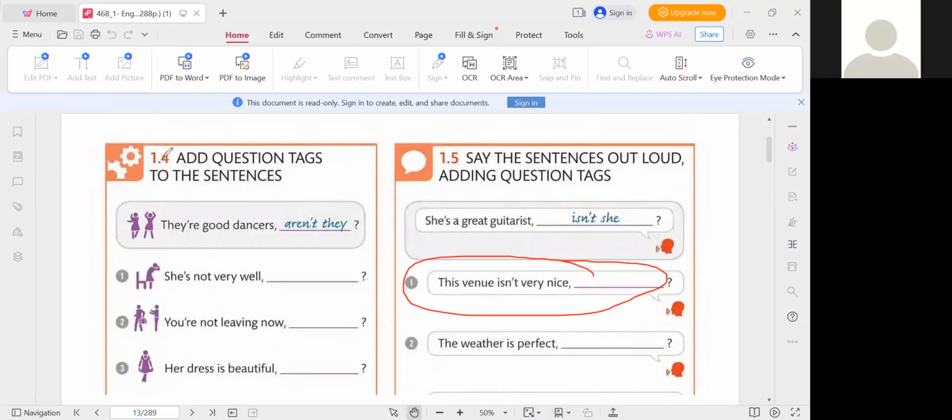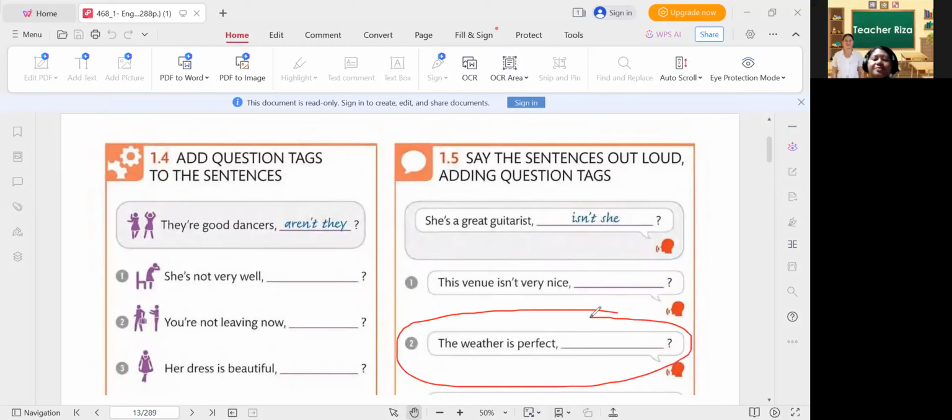Okay, is he? This venue isn't very nice. I'm sorry, what's that again? What's your answer? Okay, all right. How about the next one? This sentence? The weather is perfect. The weather is perfect. So what should be the question tag? Isn't it? Okay, how about the statement? Okay, very good. Or it could be the weather is perfect, isn't it? Okay, all right, next. How about the third?